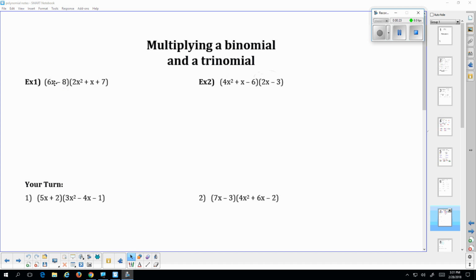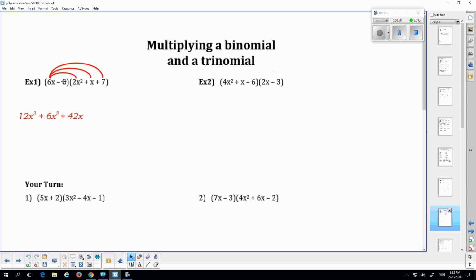So if we look at example 1, we've got to take this 6x and multiply it by everything in the second set of parentheses. Okay, so we're going to distribute the 6x to everything in the second set. Let's just start with that. 6x times 2x squared, what's that going to give me? That should give me 12x to the third. 6x times x gives me positive 6x squared, and 6x times 7 is 42x.